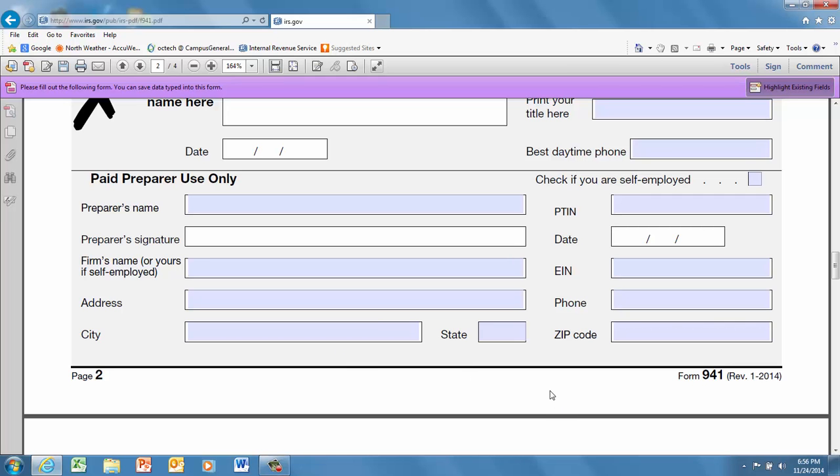If you have your own payroll tax service or something, and you're doing this for a client, then you would have to fill out this paid preparer section.